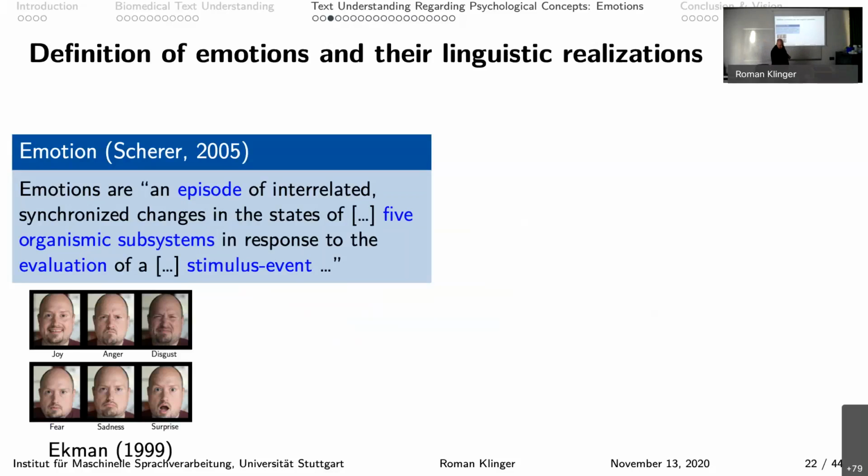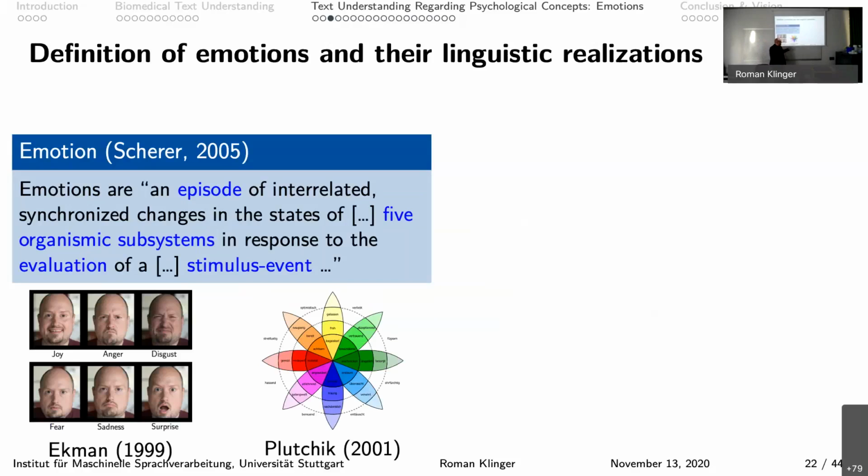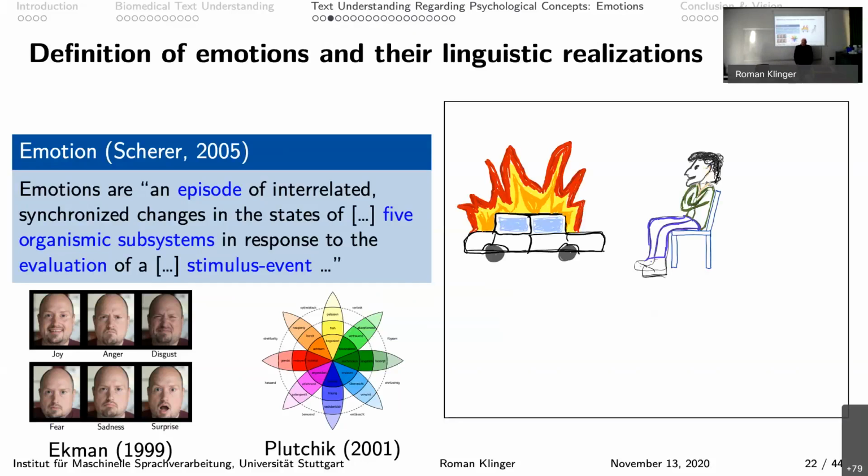There are other sets of fundamental emotions, for instance, by Plutchik, the so-called Plutchik wheel. I'm not going into detail, but it contains a set of more fundamental emotions. Now, what's the link between these models and events? Let's say we have a person sitting on a chair, seeing a burning car. That's an event, and the person might say, that's a burning car, that's relevant for me. That's an event I need to care about.